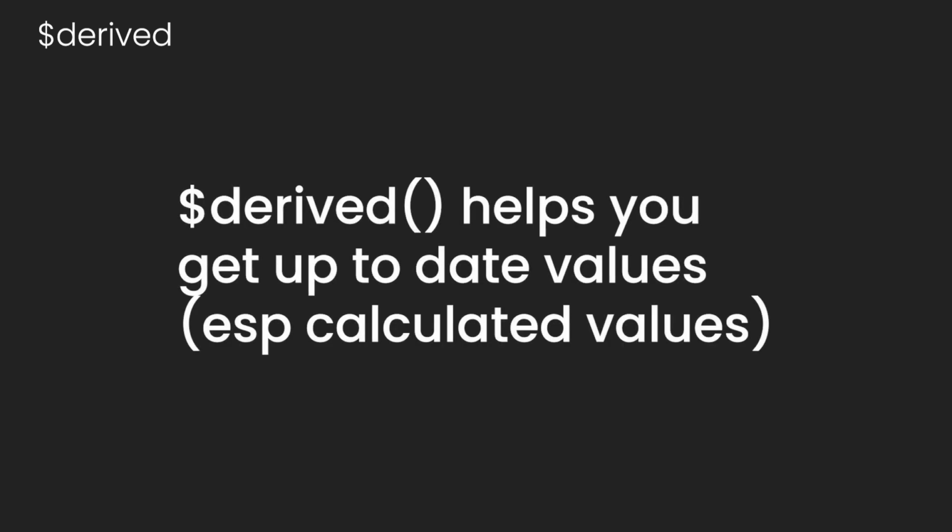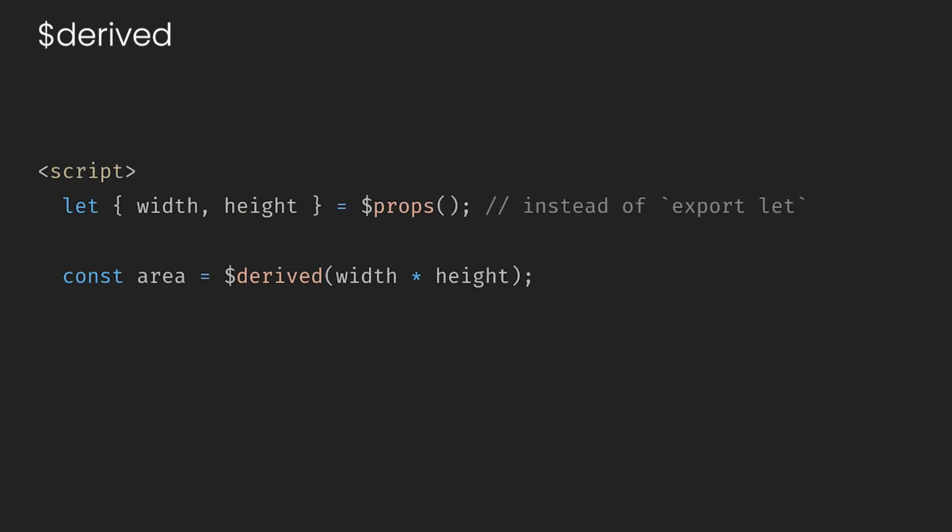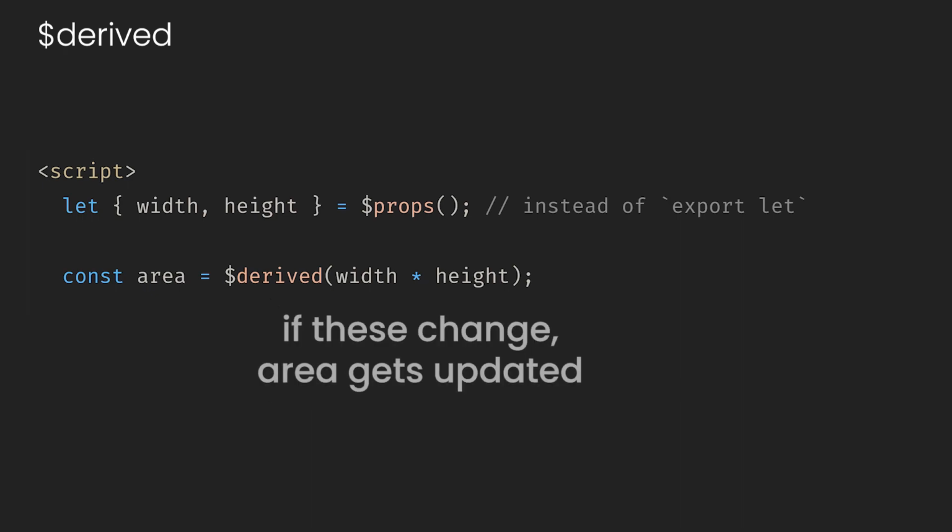Now let's get into the derived rune. Derived is how you get the up-to-date value of a certain expression. We can understand this further by taking a look at an example here. We have a component here that has a width and a height as properties. Inside of the component, we use derived to calculate the area from the width and the height. Derived is important because if width ever changes or if height ever changes, we know that area is going to be updated.